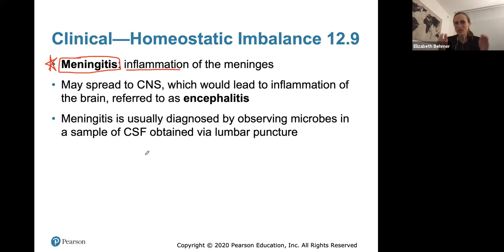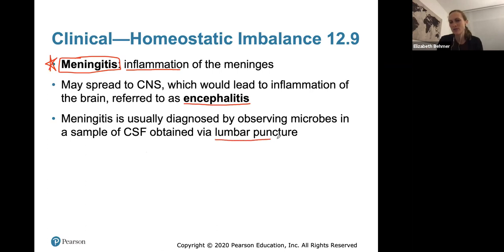If your meninges layers get inflamed by a virus or bacteria, this inflammation could spread to the central nervous system, which could lead to inflammation of the brain. And we call inflammation of the brain, again, it ends in an itis word, encephalitis. And meningitis is usually diagnosed by observing microbes in a sample of cerebrospinal fluid obtained by a lumbar puncture.